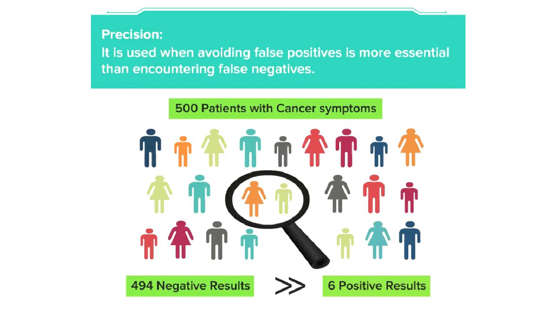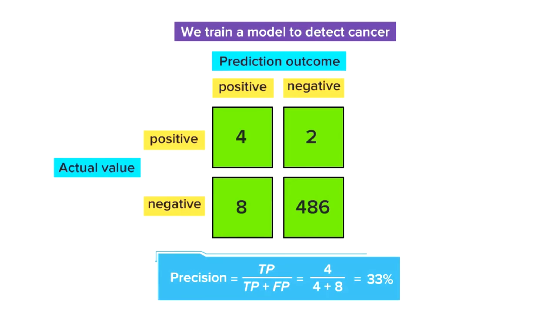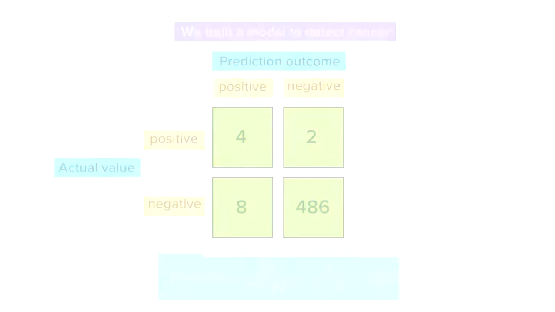Now let's recall the same predictive model that we made for the cancer example we had used earlier in this topic. And let's calculate the precision for that using its confusion matrix. Here we get 33%. The predictive model, which had 98% accuracy, does not look so precise now, does it?